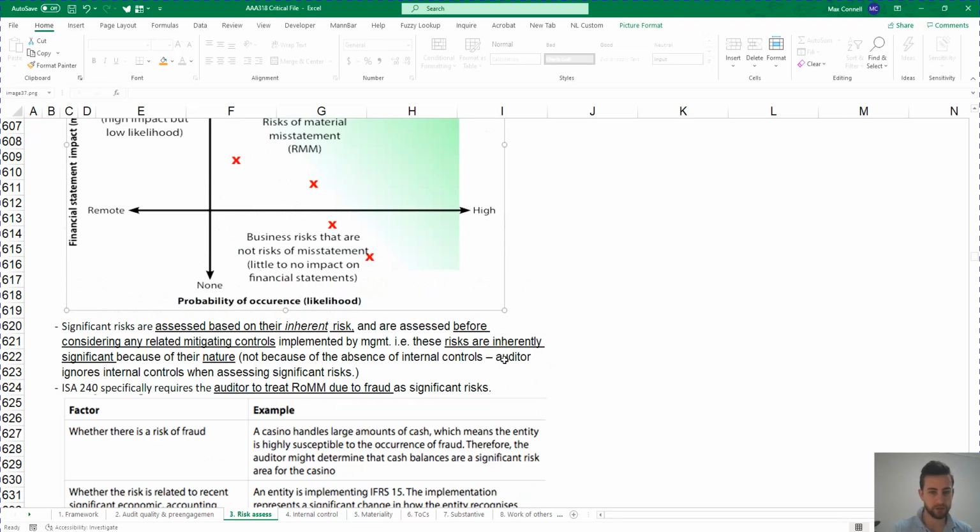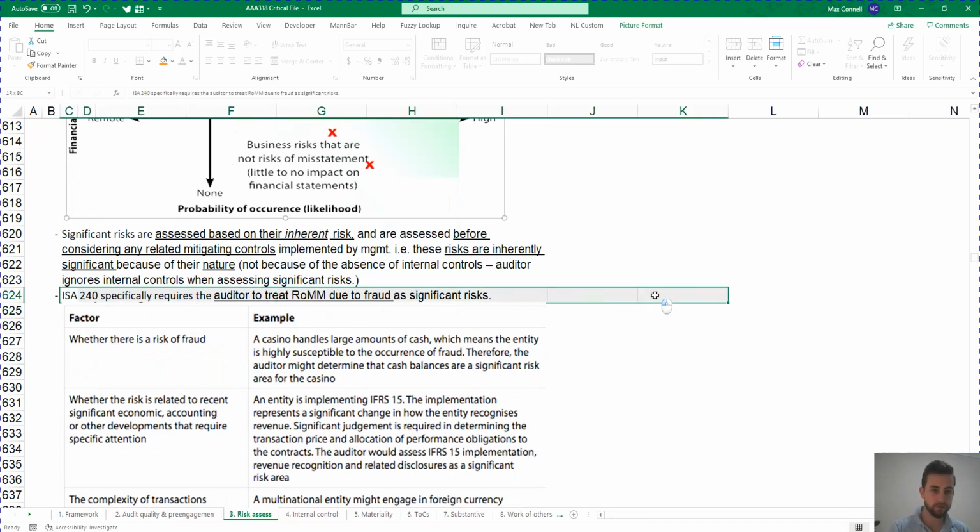Significant risks are assessed based on the inherent risk and are assessed before considering any related mitigating controls implemented by management. So these risks are inherently significant because of their nature, not because of the absence of internal controls. The auditor ignores internal controls when assessing significant risks. It's more just, what are we dealing with? What is the industry? What are the assumptions? Where could this possibly go wrong? I know management have done a great job of controlling it, but even the best people can make mistakes. So we need to understand these risks before we take into account those controls.